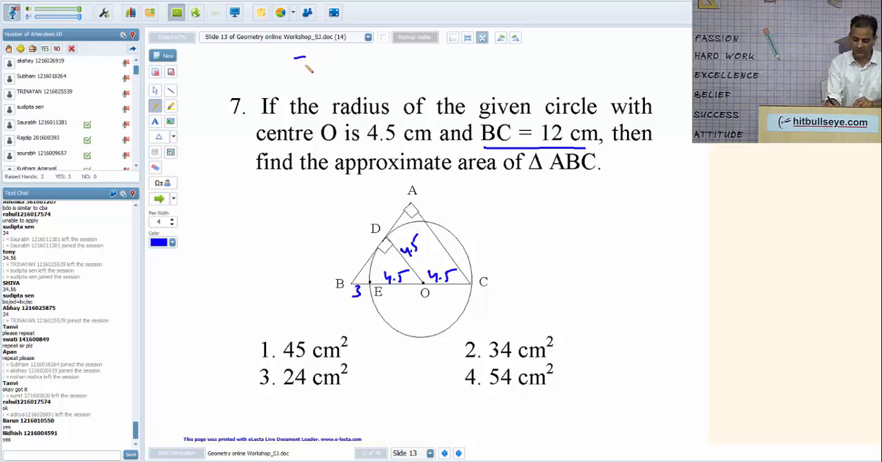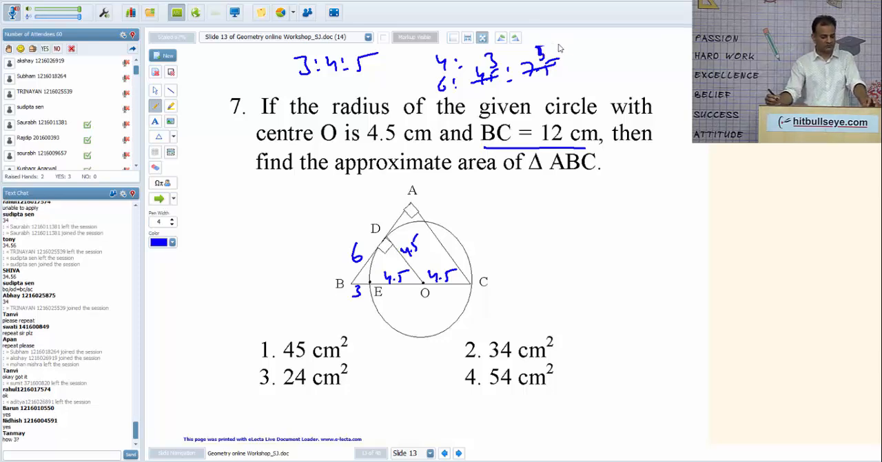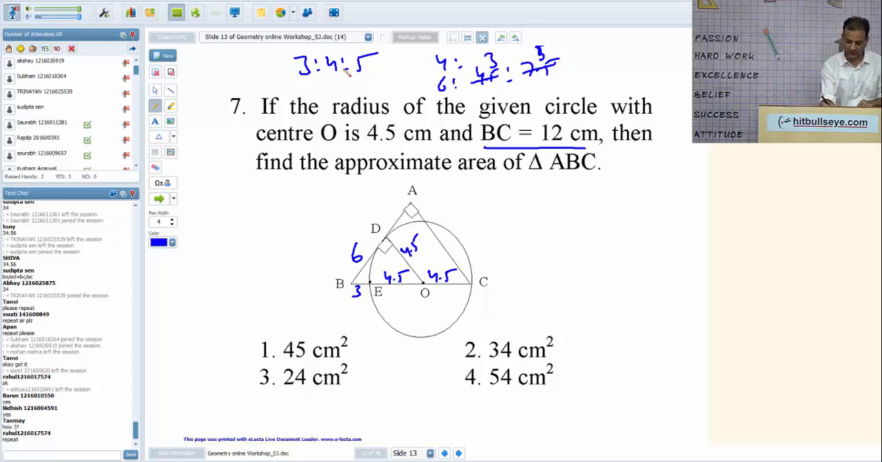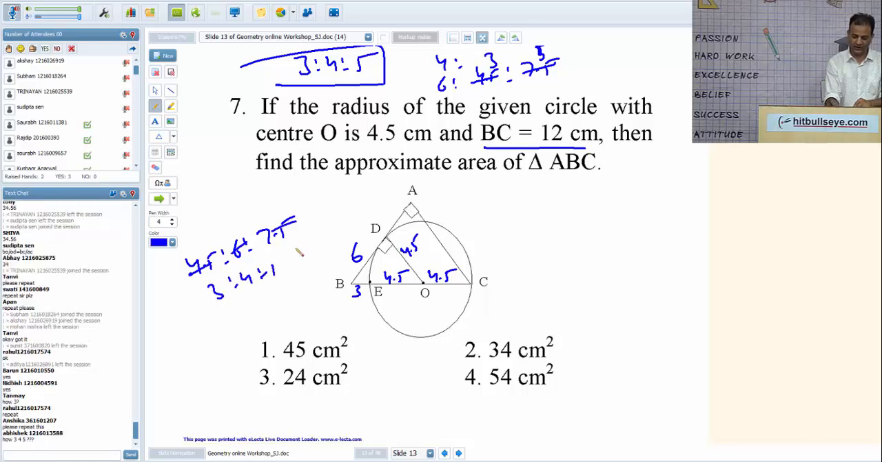And now you can see the 3, 4, 5 triplet, in the ratio 3, 4, 5. Can I say OB will be 7.5, this will be 4.5? Dividing by 1.5: 7.5 is 5, 4.5 is 3, and 6 is 4. So BD will be 6, friends. Triplet of 3, 4, 5. I have taken this triplet 3, 4, 5 because I can see 4.5, 6, 7.5. If you cut, it will be 3, 4, 5.